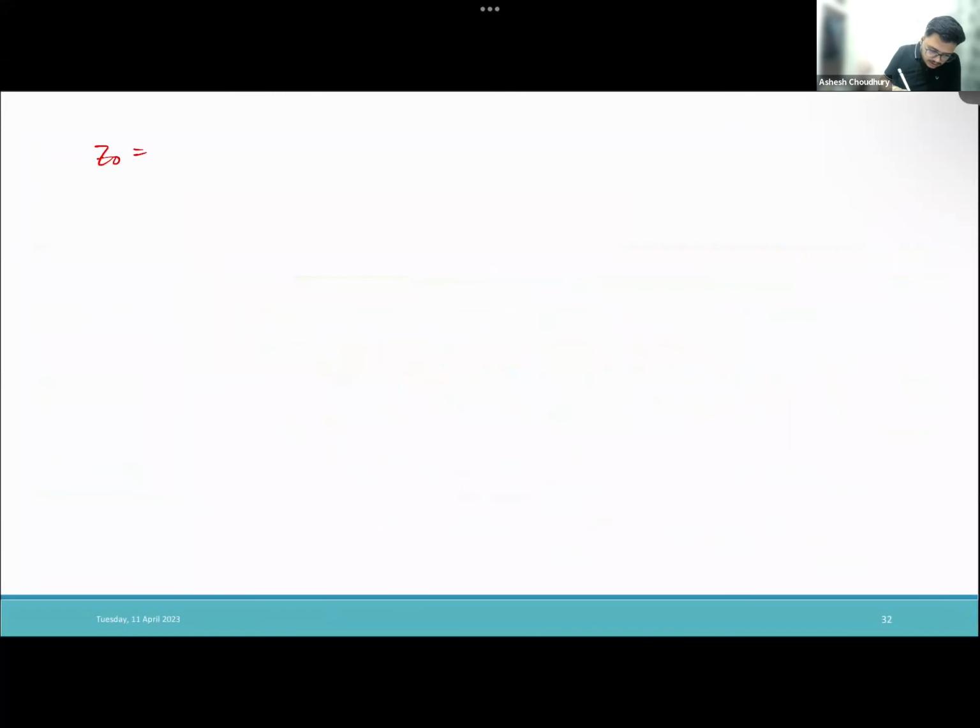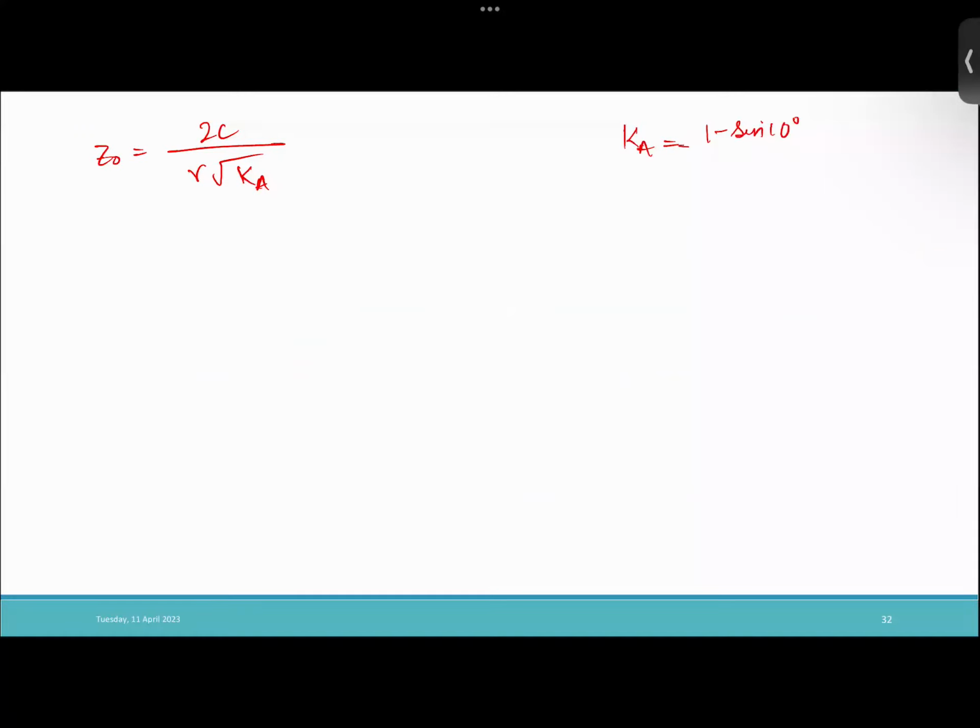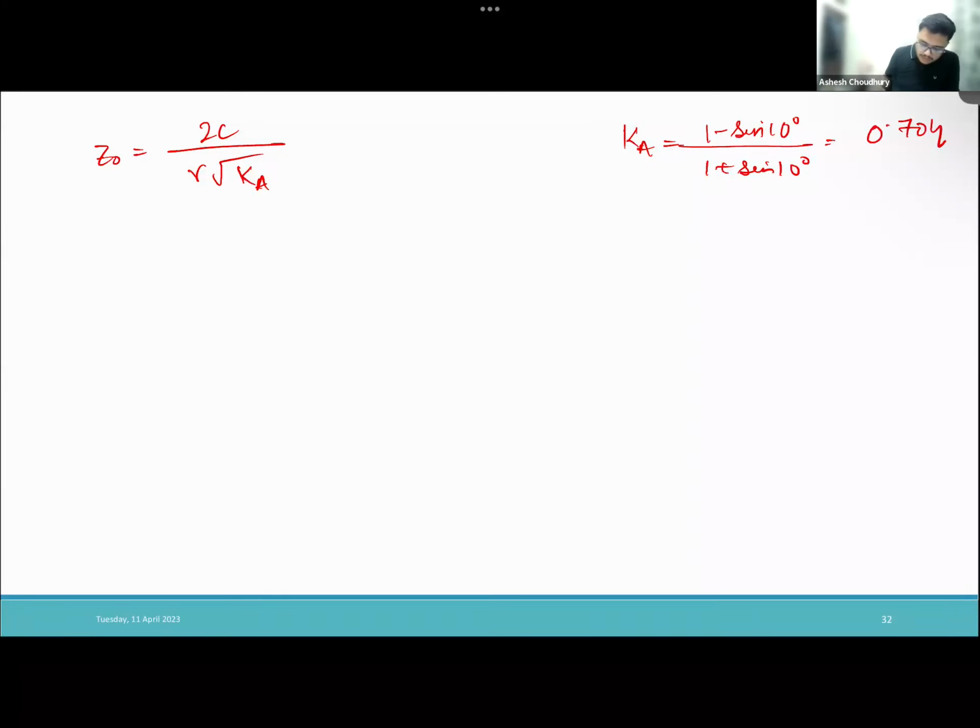So Z naught is... okay. So what is my K? It is given as 10 degrees. So 1 plus sine 10 degrees, so it will be 0.704. Okay. And so do I see gamma is given in the question as 18.